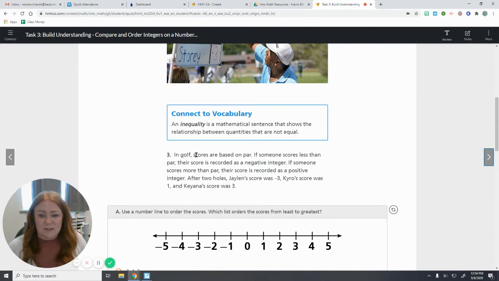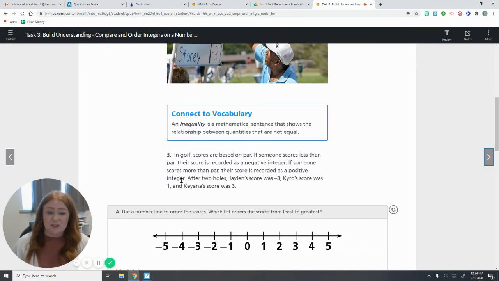So in golf, scores are based on par. If someone scores less than par, their score is recorded as a negative integer, a negative score. If someone scores more than par, their score is recorded as a positive integer. So par is what they say you should be able to complete this golf hole in this many shots. So if you do more than that, you get a positive score. If you can do less, you get a negative score.